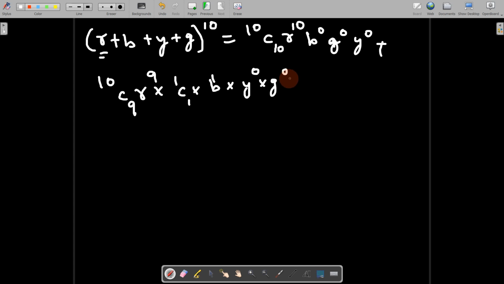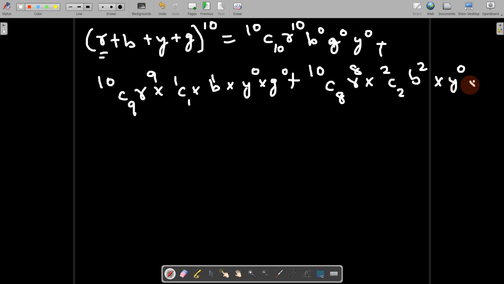Another way can be that 8 kids are in the red house. So out of 10 you choose 8, 10 choose 8, 8 kids in the red house, and the remaining are 2 kids. So out of 2 kids, you give all the 2 kids to the blue house, say. So blue got 2 kids, yellow got 0 and green got 0. So in this fashion, this expansion would go on, plus so on.